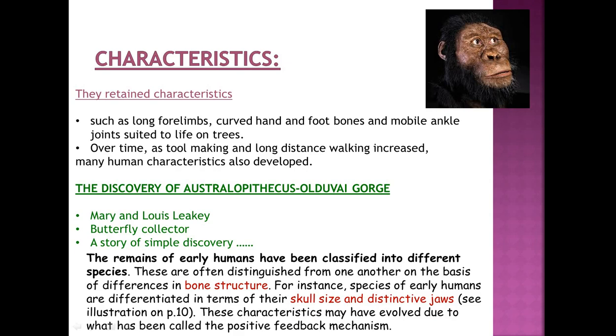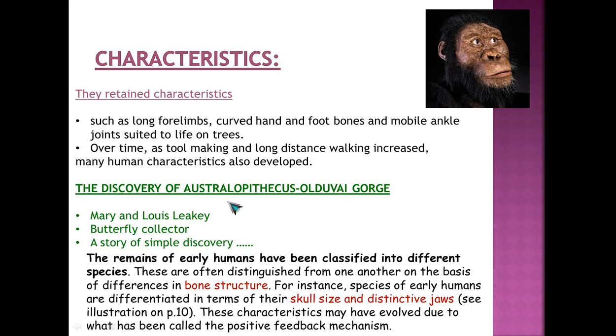We saw that in the first slide also, because their life was mostly on the trees. They were adapted to always climb on the trees and even walk on the branches like the panther or the leopard. And over time, as evolution took place, as the style of movement and the way in which they lived changed, tool making and long distance walking increased, and human characteristics also developed. So when they started using their limbs for different purposes, as you can see here, the characteristics also developed and changed.